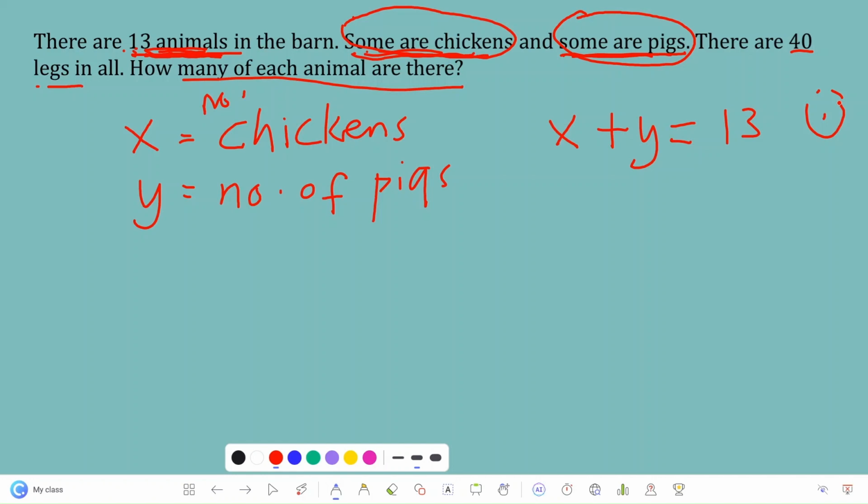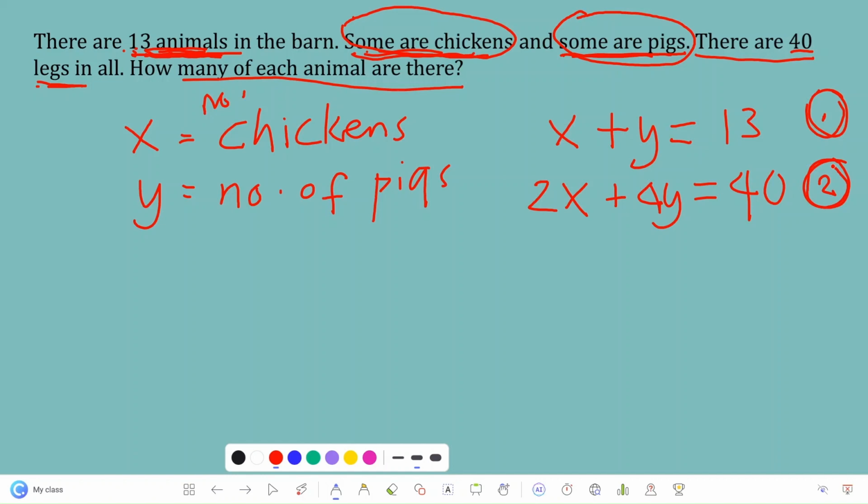There are 40 legs in all. Okay. Importante din ito na alam mo kung ilan ang legs ng chicken. Di ba ang legs ng chicken is 2? So, you write here 2x. And then, ilan ang legs ng pig? So, you have here plus 4y is equal to 40. And this is your equation 2. So, this first equation is in terms of the number of animals, and the second equation is in terms of the number of legs.